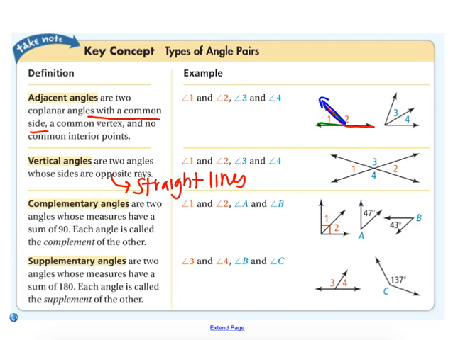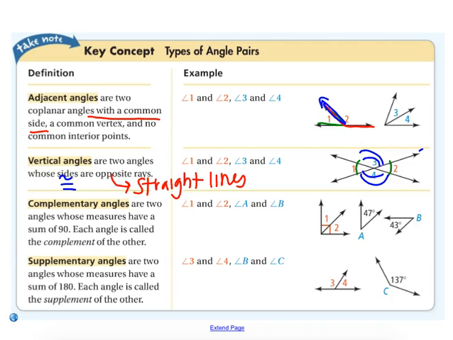So, for example, here we have two pairs that we can look at. We notice we have two straight lines intersecting, and they form two different pairs of vertical angles. Angle 1 and angle 2 is a pair, and then another pair, angle 3 and angle 4. And something cool about vertical angles is that their measures are congruent. So angle 1 is congruent to angle 2, and then angle 3 is congruent to angle 4. So they put that on here too, that they are congruent.